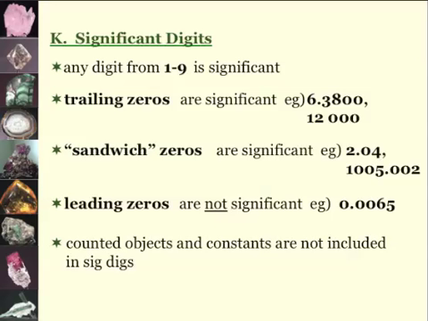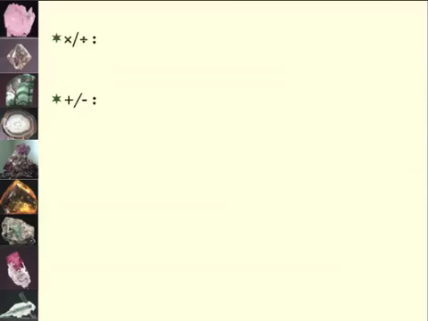So counted objects and constants are not included in significant digits. Okay? So what does that mean? That means that if we have a value, we're not going to look towards that value in order to calculate how many significant digits we need. Okay? We're going to use the other given information in that particular situation.